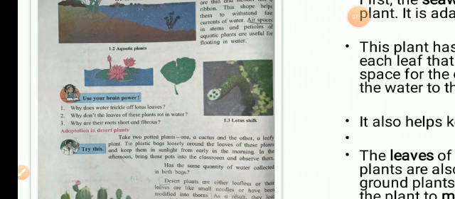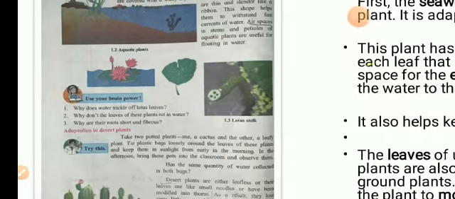Second question, why don't the leaves of these plants rot in water? Because of the waxy layer, the water slips down the leaves and hence it does not rot in the water. Then third question, why are their roots short and fibrous? The roots are short and fibrous to help them to float and move in water.